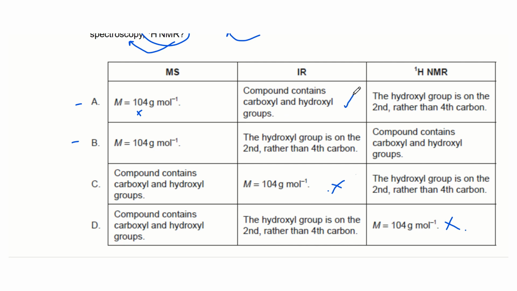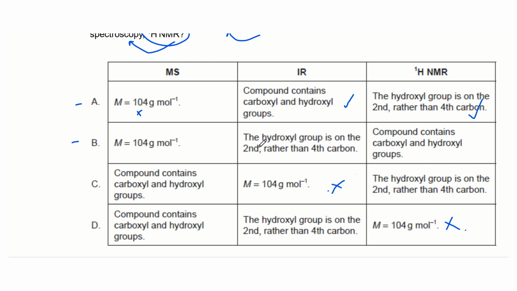Yes, I can get this from the IR because it's telling me the bond vibration at a specific region. I know that I will, for example, have a carbonyl group and an OH group at specific peaks. The proton NMR, the hydroxyl group is on the second rather than the fourth carbon. Yes, I can get this information because it's all about the proton environment. So option A is the likely winner here.